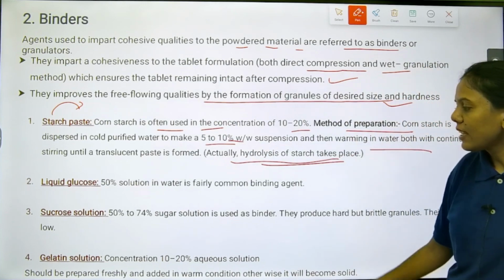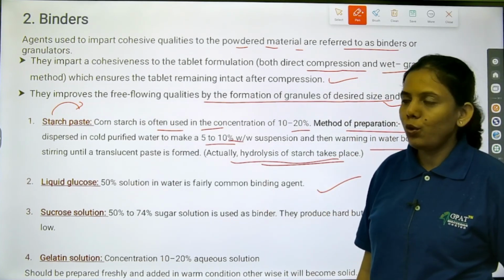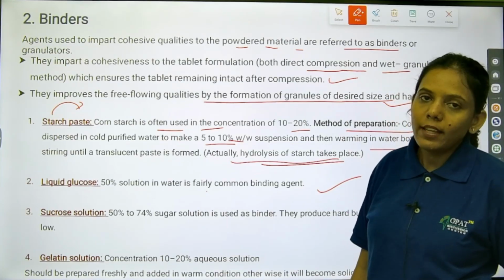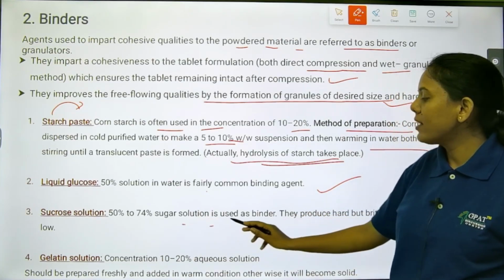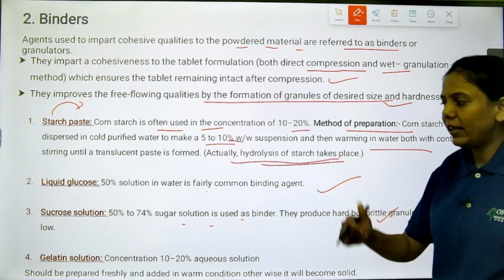Okay, next is liquid glucose. Liquid glucose is a 50% glucose solution you will use in the binders. Sucrose solution, that is sucrose, 50 to 74% sugar, is used as a binder. It will give hard but brittle granules, easily breakable, and their cost is low because it is brittle, right?